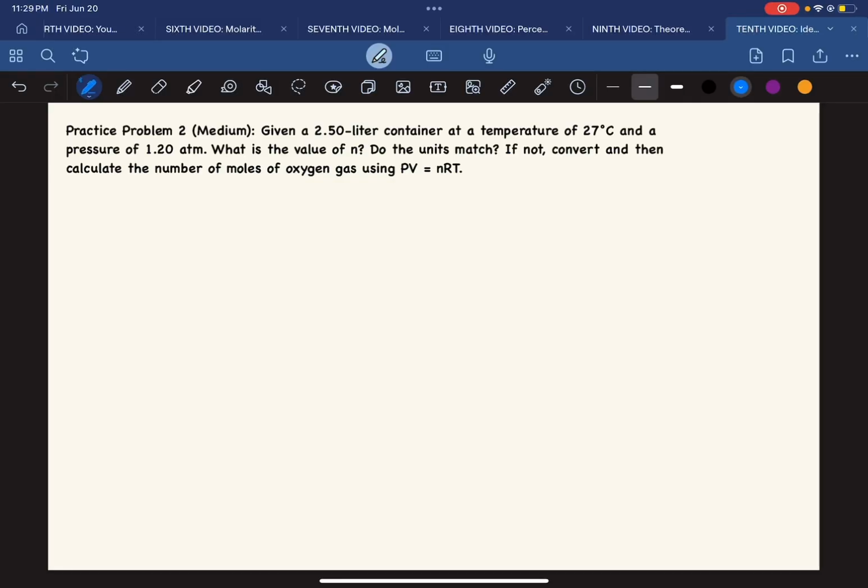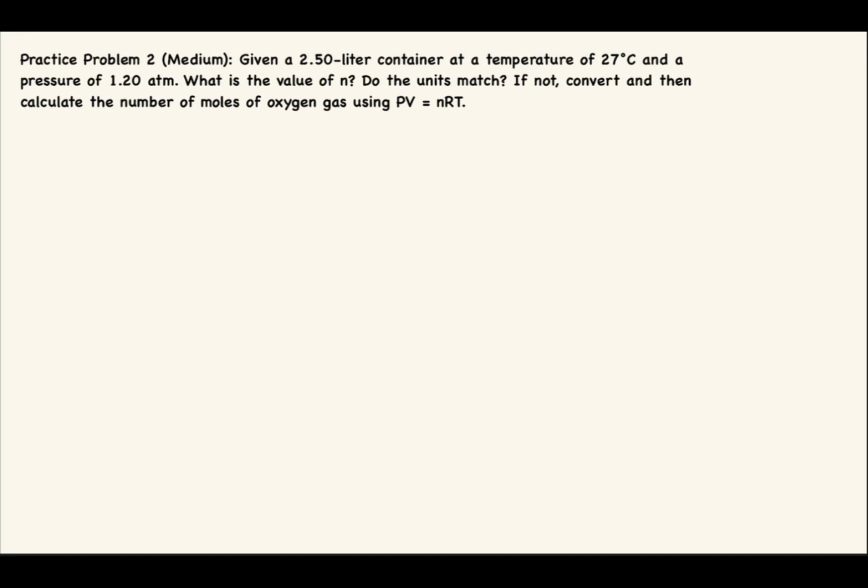All right, let's jump into our second problem. For this one, it says, given a 2.5 liter container at a temperature of 27 degrees Celsius and a pressure of 1.2 atm, what is the value of n? Do the units match? If not, convert. And then calculate the number of moles of oxygen gas using PV equals nRT.